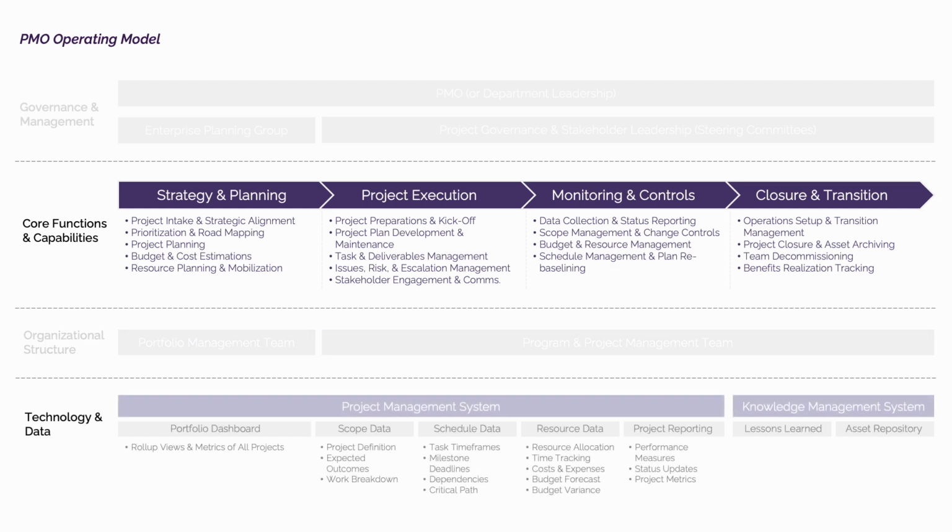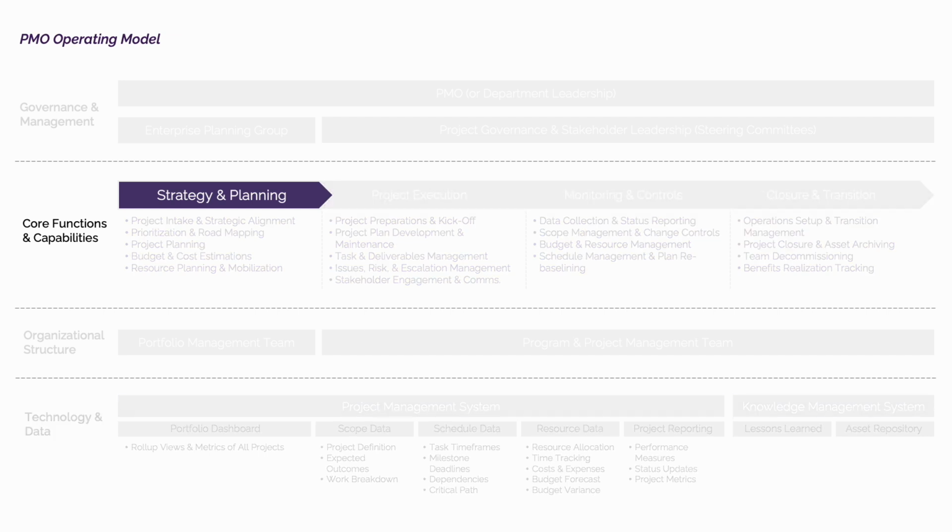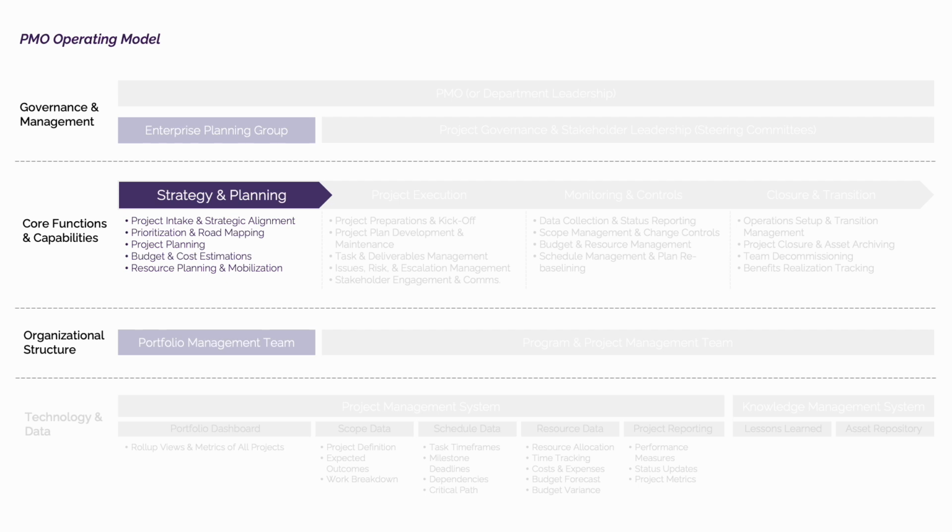So to walk through this in more detail, starting with strategy and planning, this is typically done in larger organizations with some form of enterprise planning group, where they focus on intaking and improving projects, making sure they align with strategy. From there, prioritizing the portfolio and road mapping the programs and projects. These tasks are usually facilitated by a portfolio manager, and they'll hopefully have a project management system that can provide dashboard views of all their projects, timelines, and rolled up metrics.